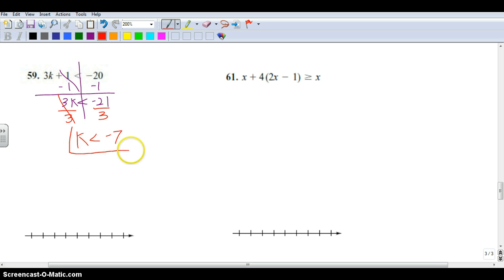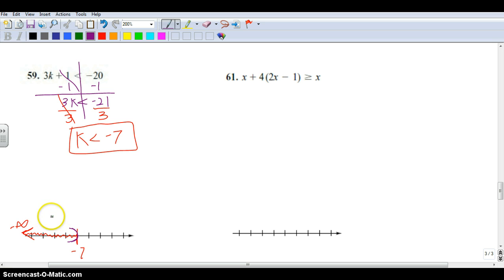So here we go. K is all the values less than negative 7. So here's negative 7. If this is negative 7, all the values less than negative 7 are going to be to the left towards negative infinity. And we're going to go ahead and use that parentheses. There we go.